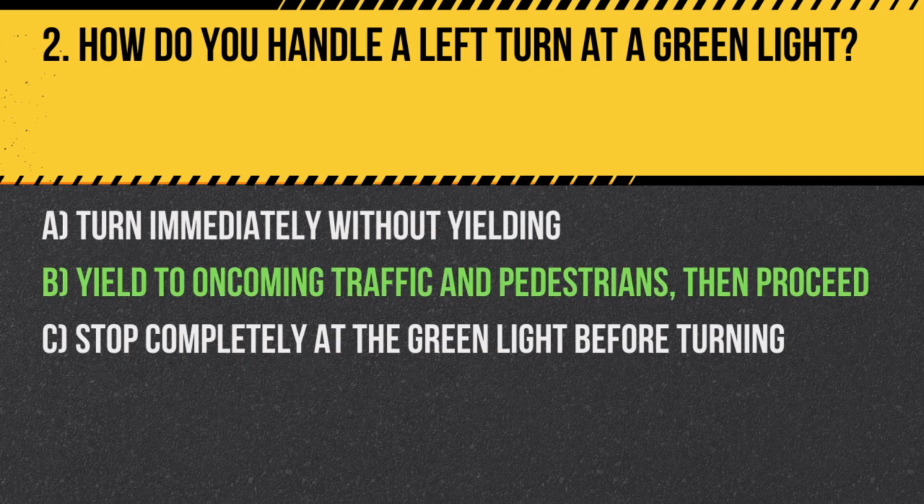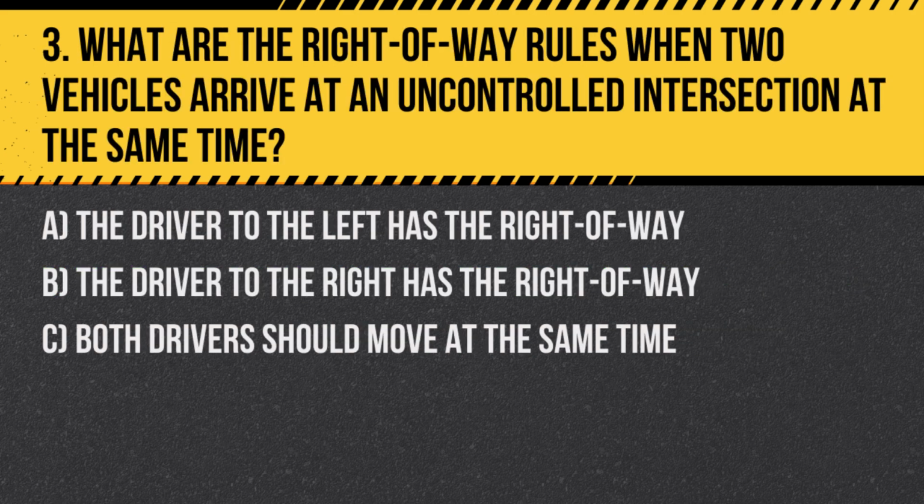Answer. B. Yield to oncoming traffic and pedestrians, then proceed. When making a left turn at a green light, you must yield to all oncoming traffic and any pedestrians crossing before making your turn.